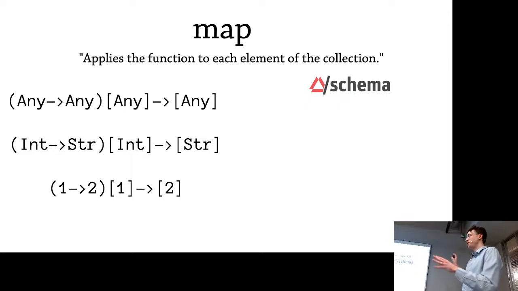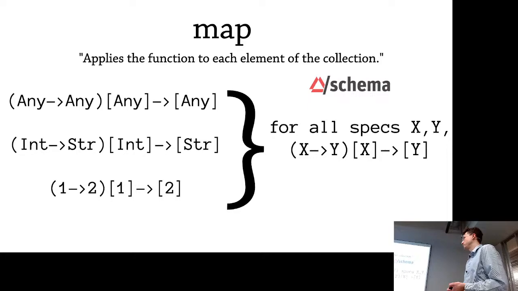But okay, if you didn't follow any of that, here's the really obvious one. If you have ones, you need something that can take 1 to 2, and then you'll get 2, right? And this sort of gives the game away, where we can summarize this as for all specs x, y, takes x, function from x to y, a bunch of x's returns y, so y's.